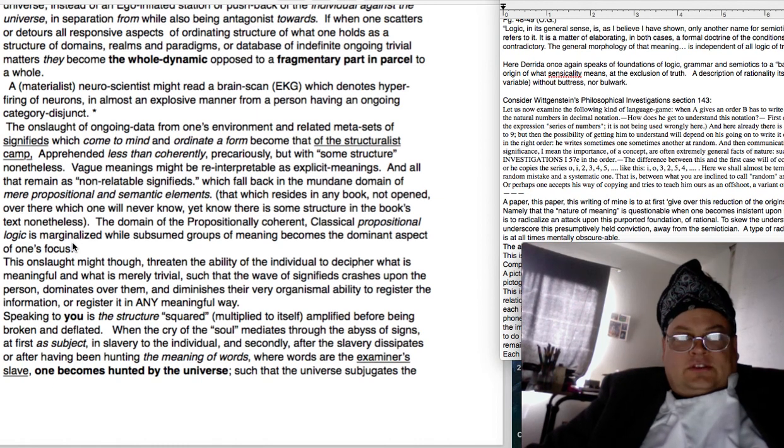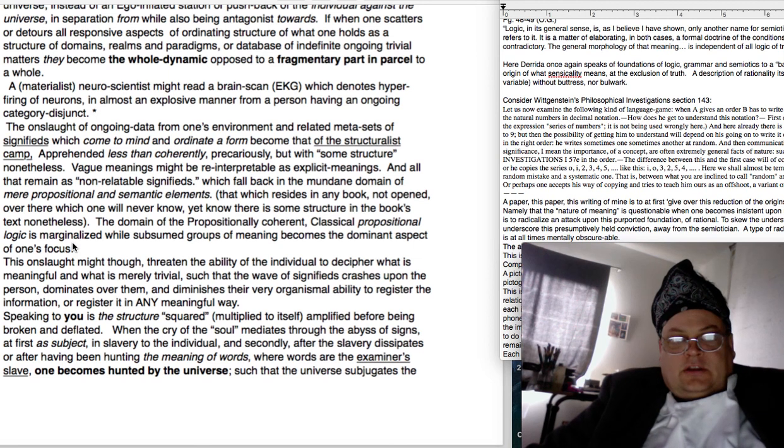Vague meanings might be reinterpretable as explicit meanings, and all that remain as non-relatable signifieds fall back into the mundane domain of mere propositional and semantic elements. That which resides in any book not opened, over there, which one will never know, yet knows there is some structure in that book's text nonetheless.